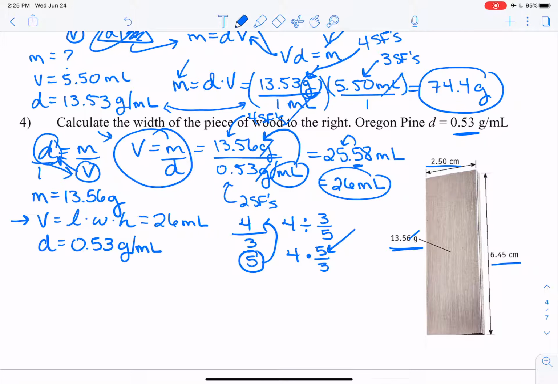It works the same when we have units. So milliliters was in the denominator of the denominator, and it got to go to the top.